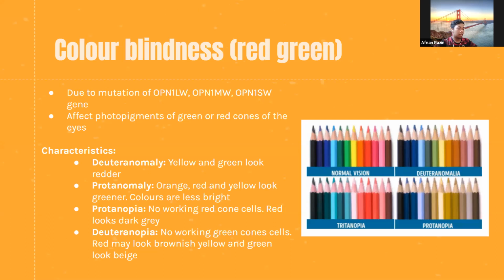In deuteranomaly, the yellow and the green color will look redder, as you can see in the picture here. And in protanomaly, the orange, red, and yellow color look greener. Colors are less bright. Protanopia, the red cone cells are not working, so the red color will look a little bit dark gray. And then deuteranopia, there are no working green cone cells, so the red color may look brownish yellow, and the green will look more beige. There are also other forms of color blindness like tritanopia. But this is less common in X-linked inheritance.